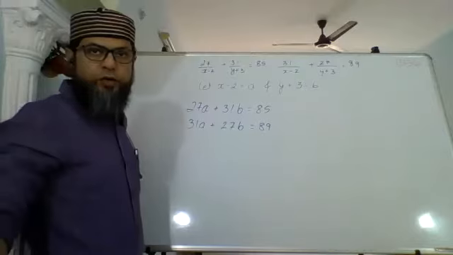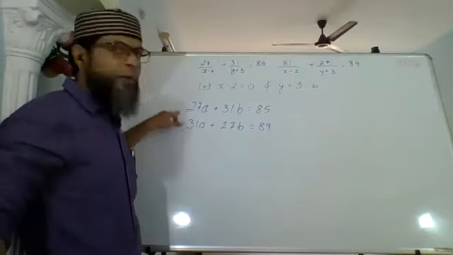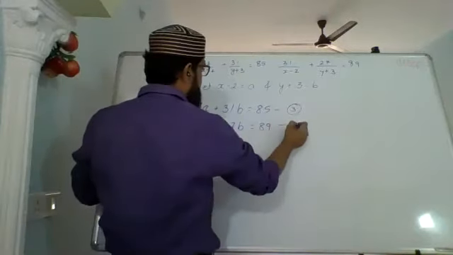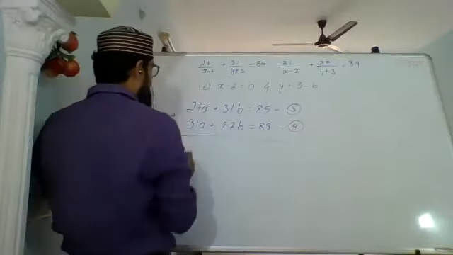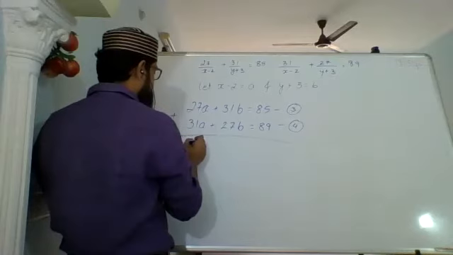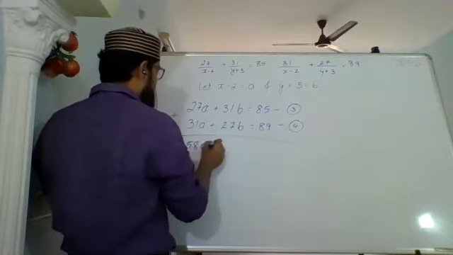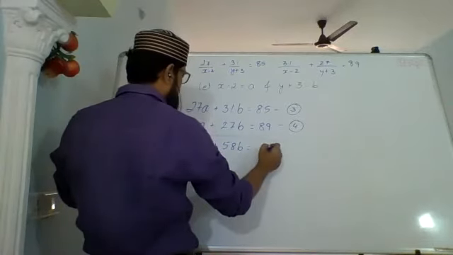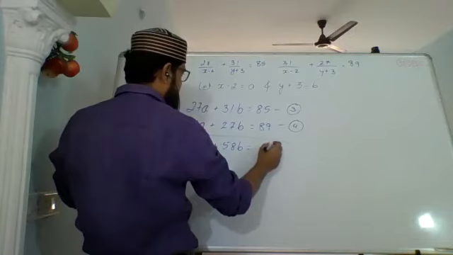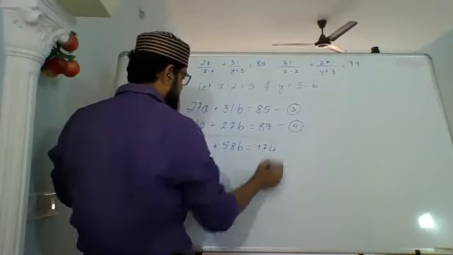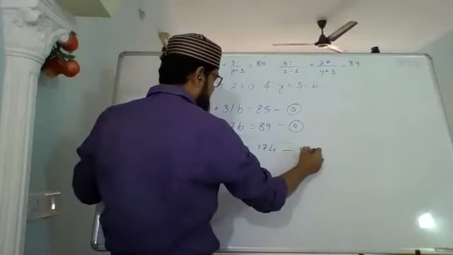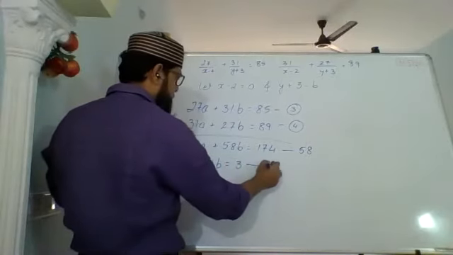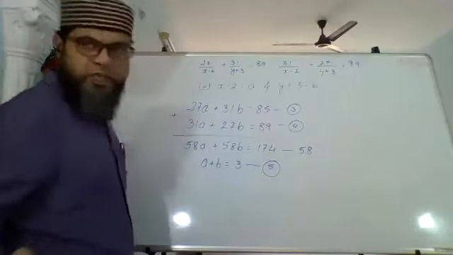After this, instead of multiplying this by 31 and this by 27 to get it equal, I'm going to first add this. This is your equation number 3 and this is your equation number 4. Just add them. 27 plus 31 is how much? 58a plus 58b equals to 174. Okay. Then I'll divide this by 58. So I get a plus b equals to 3. This is my fifth equation.